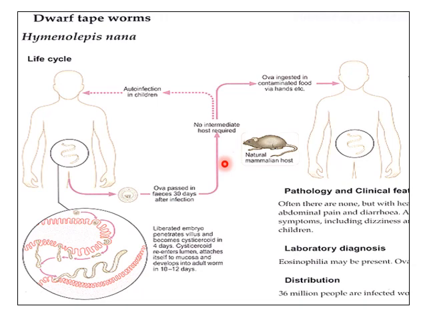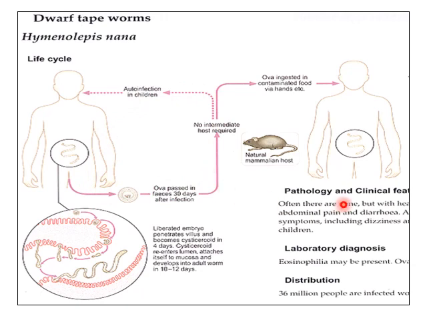Rarely there could be an indirect cycle. In the indirect cycle, the eggs that are released in the feces are ingested by the rat flea, and the eggs then transform into the larval form in the rat flea, and very rarely man might acquire infection by accidental ingestion of this rat flea that contains the larval form, which then subsequently develops into the adult worm, and the cycle continues.